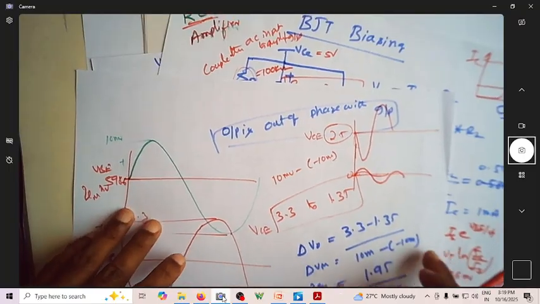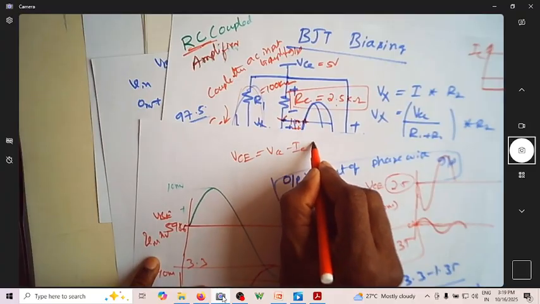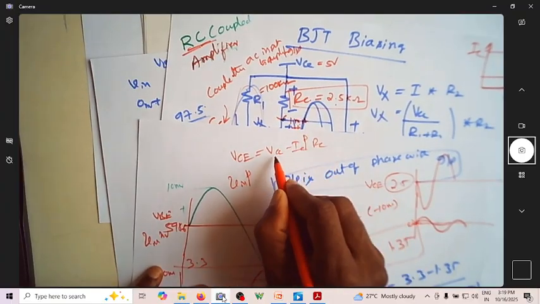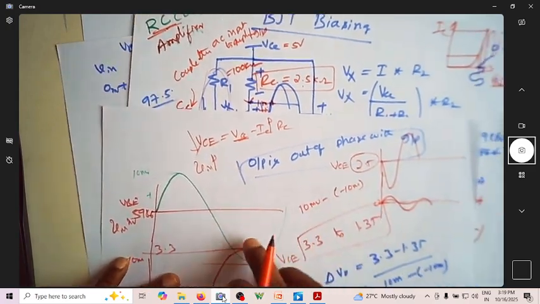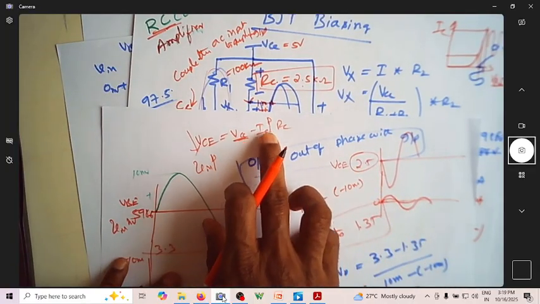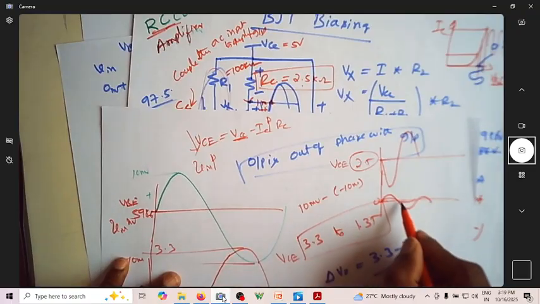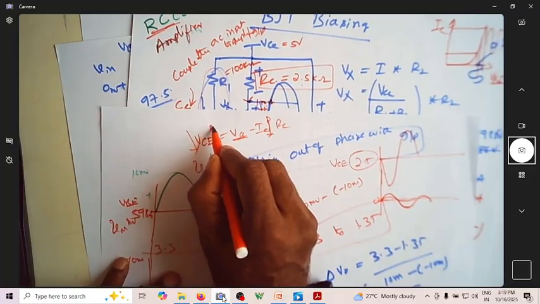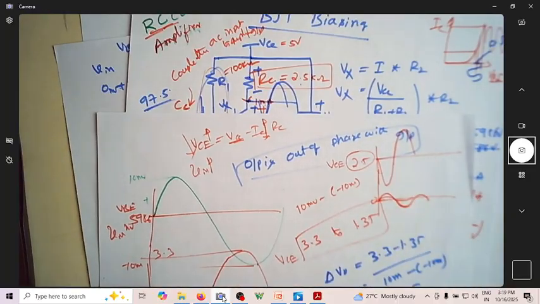Why it is out of phase: as you know, VCE is equal to VCC minus ICRC. As the input voltage increases, IC increases. Because VCC is constant, VCE has to reduce. Can you see this is reducing? Because when the input increases, IC increases, and when IC increases, VCE has to reduce. Vice versa, when the input voltage reduces, IC will reduce, and when IC reduces, VCE will increase. You can see when the input is going down, the output is going up. It's as simple as that.